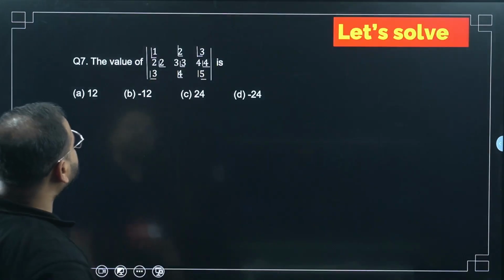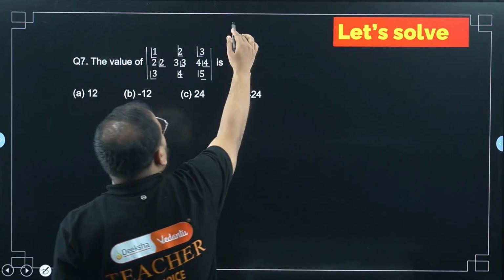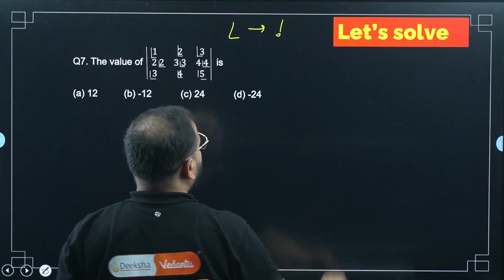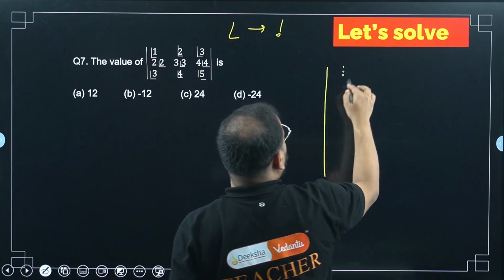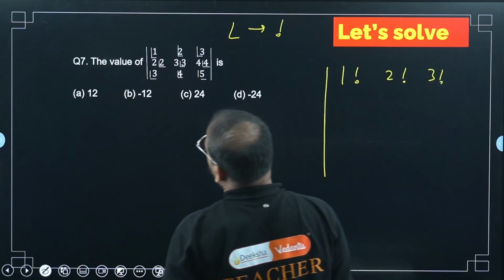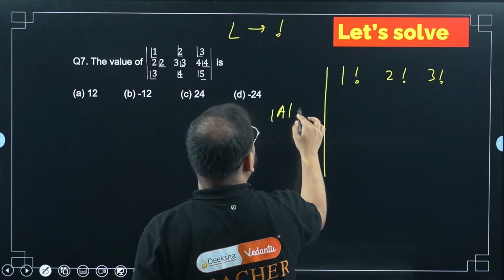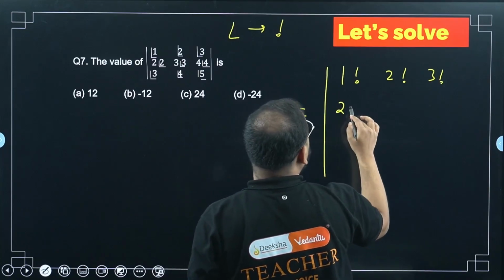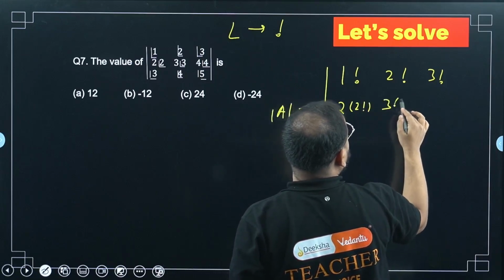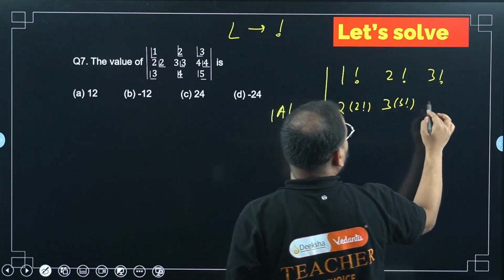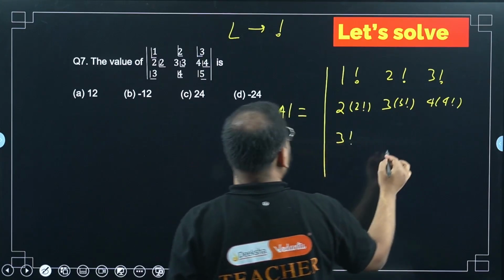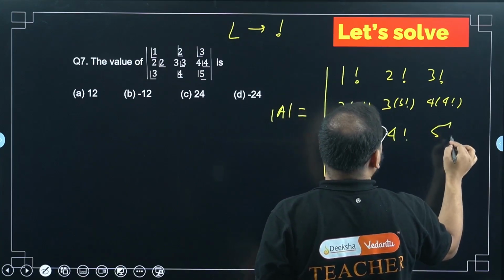Okay, sir. Now what about this? Oh, this is a simple question. What is the meaning of this? Simply factorial. So I have to rewrite this determinant. How will I rewrite this? 1 factorial, 2 factorial, 3 factorial. Okay, let's call this determinant A. This is going to be 2 times 2 factorial. What is this? 3 times 3 factorial. What is this? 4 times 4 factorial. What is the last one? 3 factorial, 4 factorial and 5 factorial.